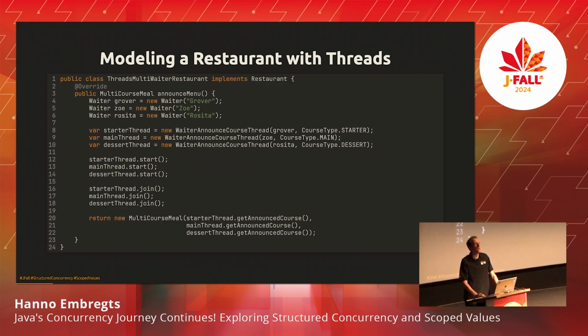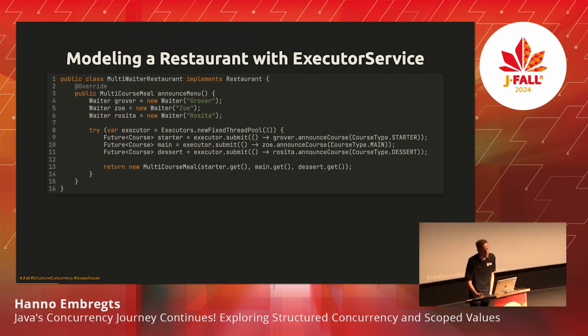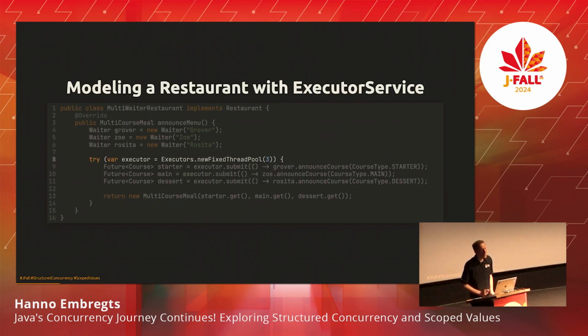So if we introduce executor service, which came to us in Java 5, along with callables, then our code example would change and it would become something like this. In this case, we are using 3 threads, and we're initializing the executor service here with 3 threads. We could also use 5 or 8 or a single one, or use thread caching if we wanted to. And in this case, we are submitting 3 announce course invocations, and this time we get futures out of them.